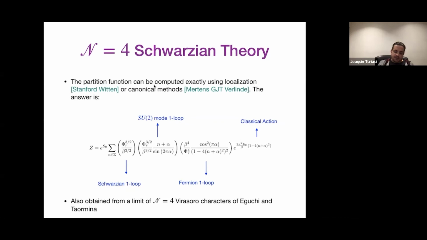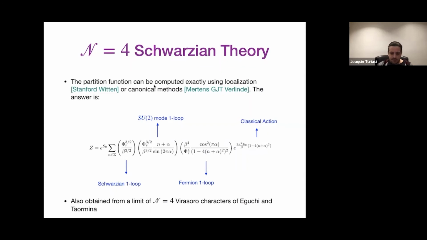And this can also be obtained as a limit of an n equals 4 Virasoro character that was derived by Eguchi and Taormina. And the fact that this is a limit of a character automatically implies that this will also be a good approximation of black holes in AdS3, in the same way as I explained in the bosonic case.